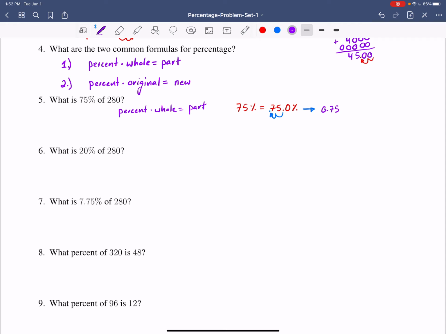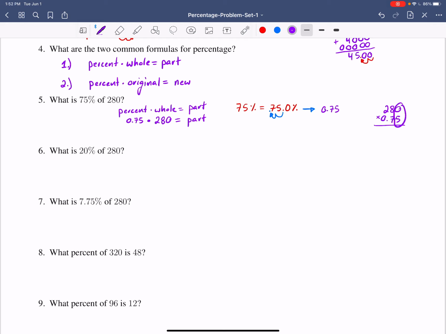Now we plug in our 0.75. Now what is the whole that we're dealing with? The whole is 280. So we're going to multiply 0.75 by 280, and our answer is going to give us the part. So I'll do the scratch work over to the right. 280 times 0.75.